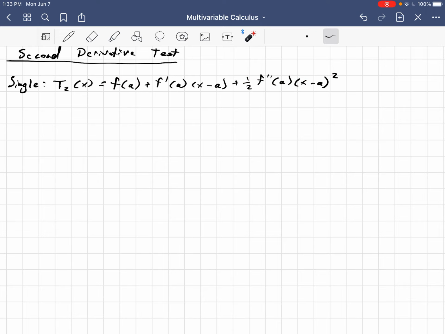We were taught that if f double prime of A is positive, that's positive concavity, going like this, it's a local minimum. Negative concavity like that, it's a local maximum.